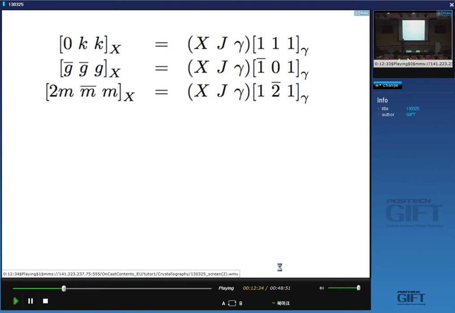Right? So we now have three equations here. And this is a 3x3 matrix. This is a single column matrix, a single column matrix. And I've got to derive xjy by expressing these equations in matrix notation. Okay?